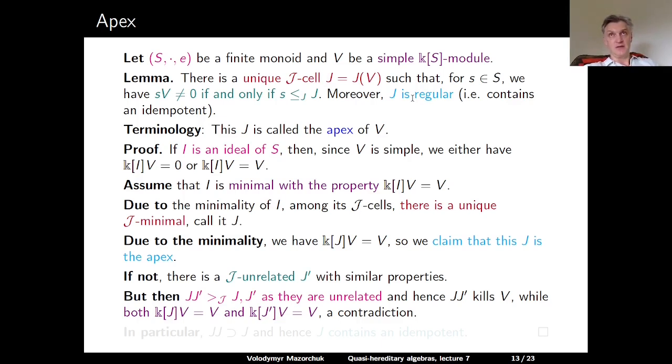But then this should kill V, because of the minimality property of both J and J prime. But at the same time, K of J V is equal to V, and K of J prime V is equal to V. And this gives us a contradiction. Also, the fact that K of J V is equal to V implies that K of J times K of J times V is equal to V, and this means that J is contained in JJ. So it is a regular two-sided cell, and so it must contain an idempotent. And this completes the proof of the lemma.